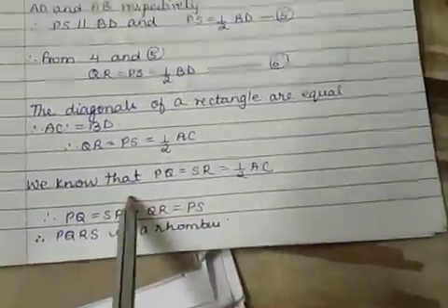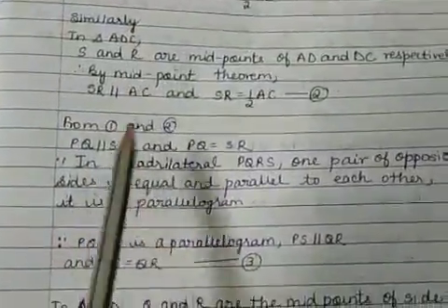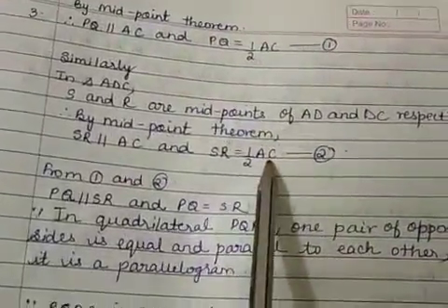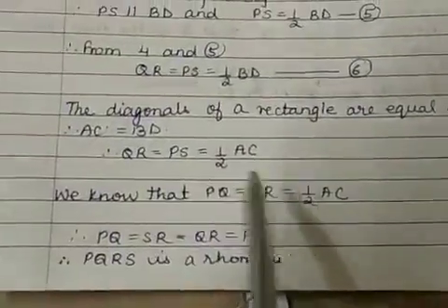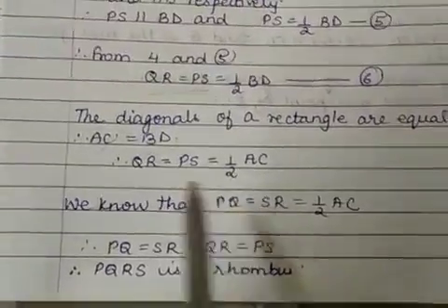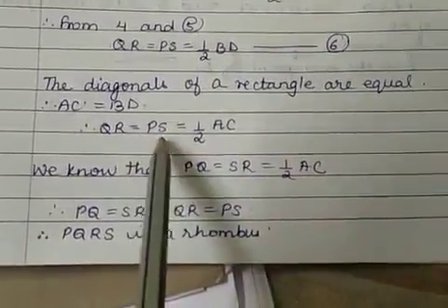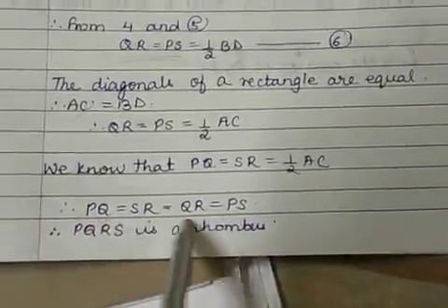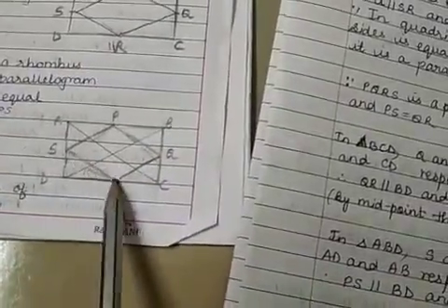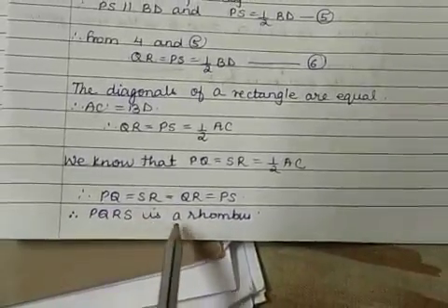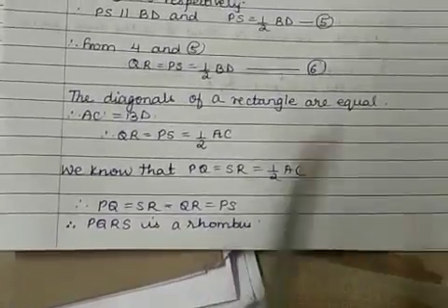And we also know that PQ is equal to SR, and both are equal to half of AC, correct? So from these two equations we can say PQ is equal to SR, which will be equal to QR, equal to PS. So in this way we have seen that all the sides are equal. So we can say PQRS is a rhombus.